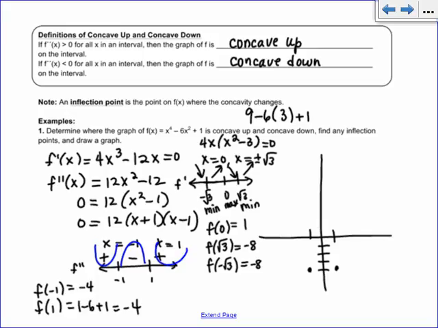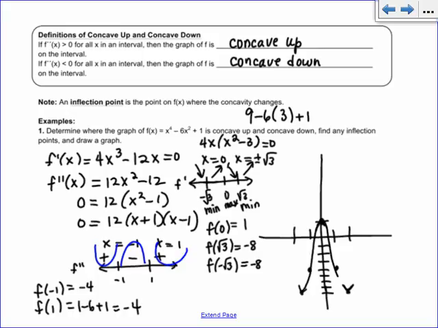So root 3 is somewhere around 1.7. When we graph it, we're going to go almost to negative 2, and we're going to go down to negative 8. Those are going to be the minimums. I'm going to draw a little bump there, so I know that those are minimums. And then 0, 1 was the maximum, so we'll draw a little bump there too. And then we just connect those points.